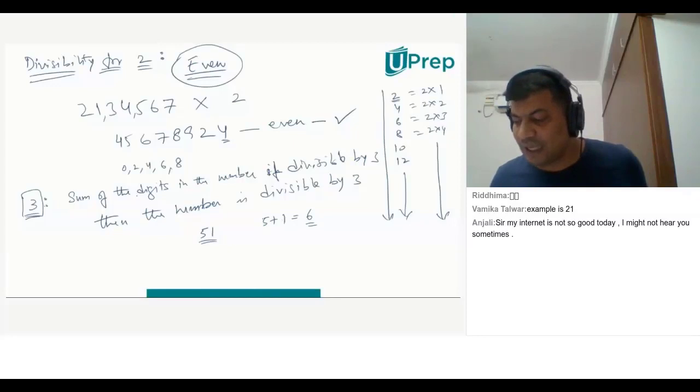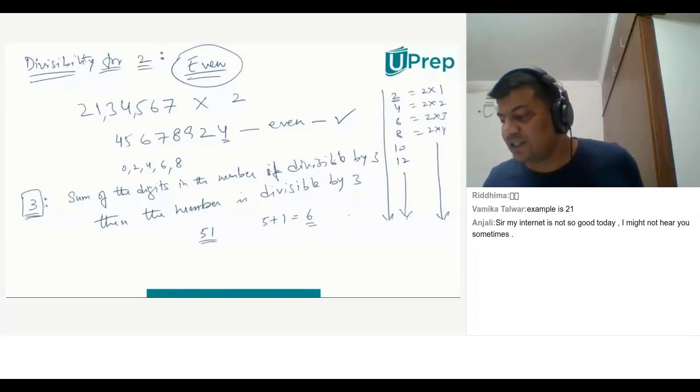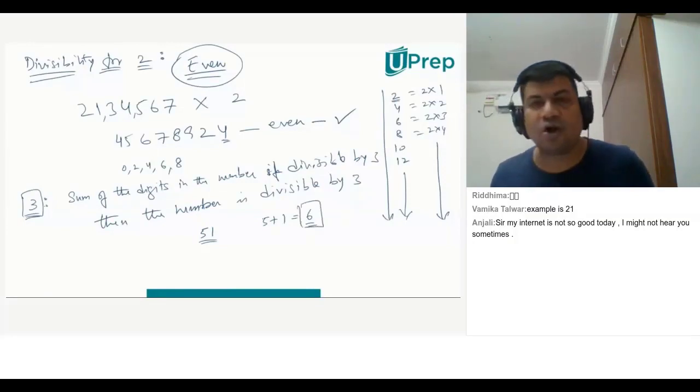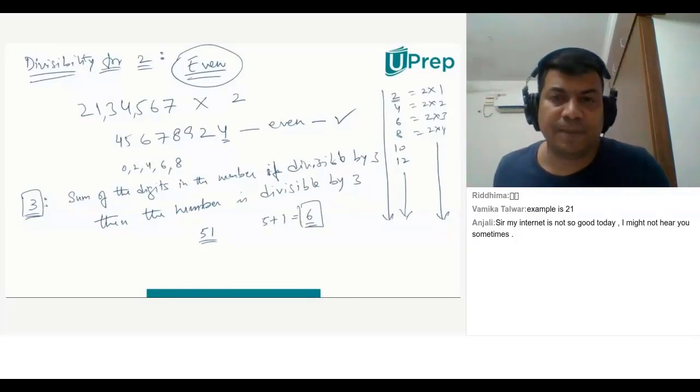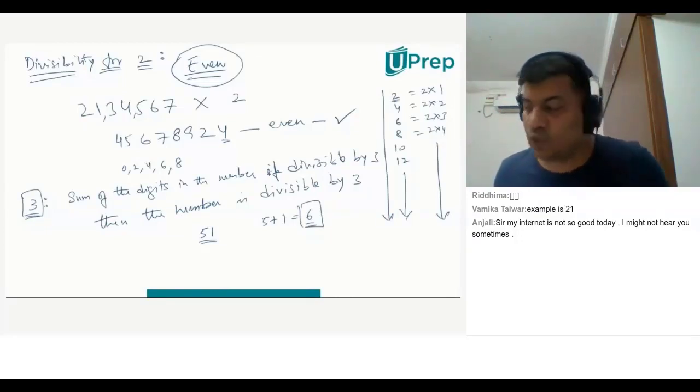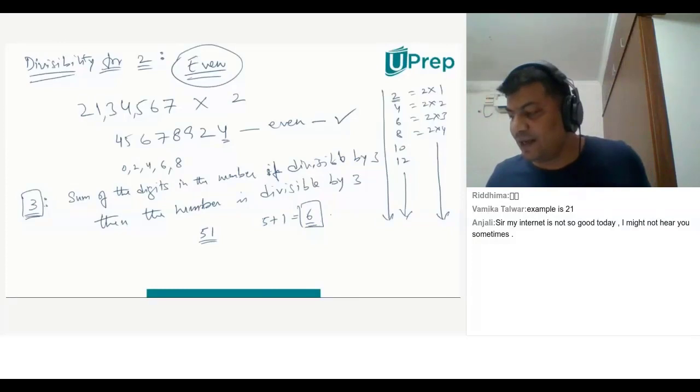The way she will check is 5 plus 1. According to the rule, the sum of the digits 5 and 1, 5 plus 1 is 6. She's checking whether 6 is divisible by 3 or not. We know 6 is divisible by 3 because 6 is a multiple of 3. 3 ones are 3, 3 twos are 6. So 6 is divisible by 3, right? Therefore, 51 is also divisible by 3.